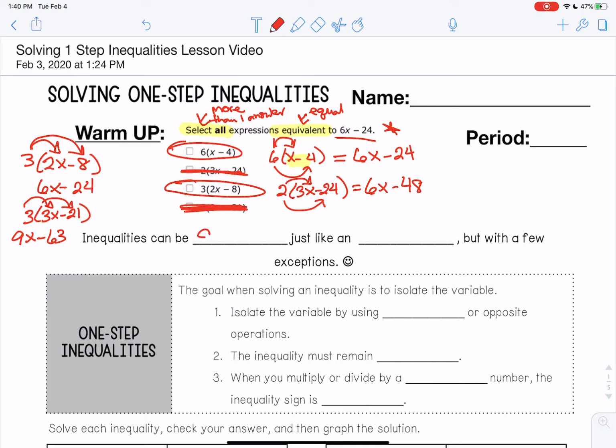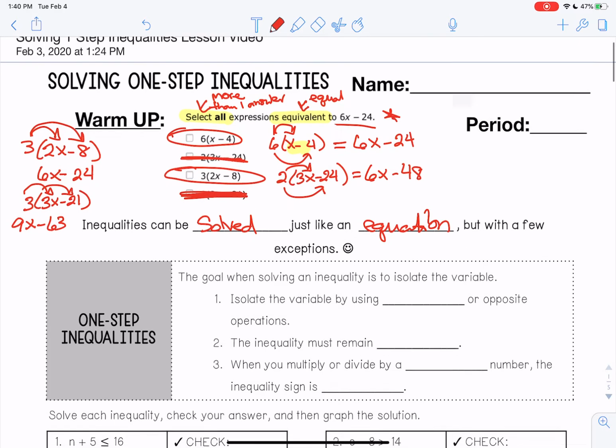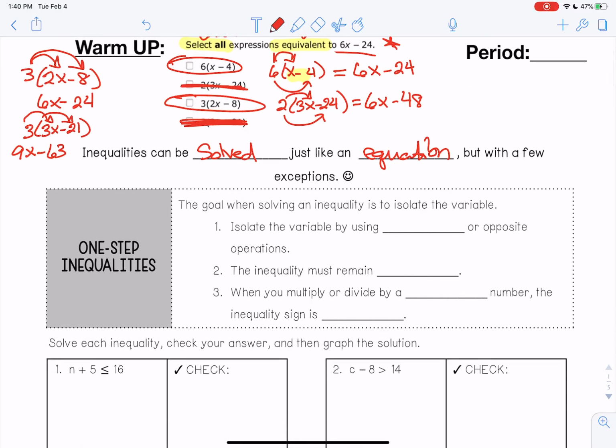Inequalities can be solved just like an equation, but with a few exceptions. The goal when solving an inequality is to isolate the variable. That means get x by itself, or whatever the variable is, which we also do when we solve equations. Number 1, isolate the variable by using the inverse or opposite operation, just like with equations. Number 2, the inequality must remain balanced, just like with equations.